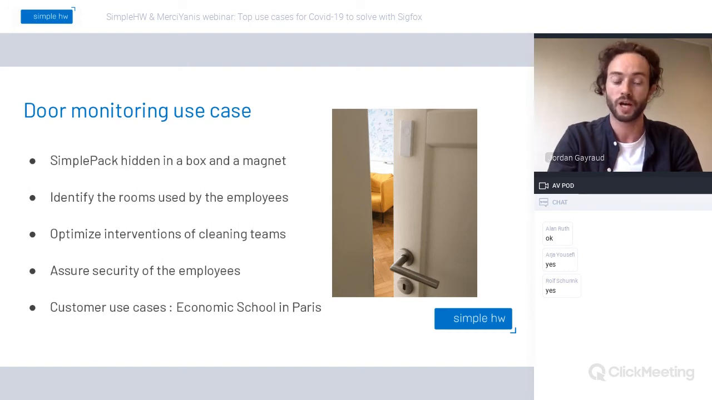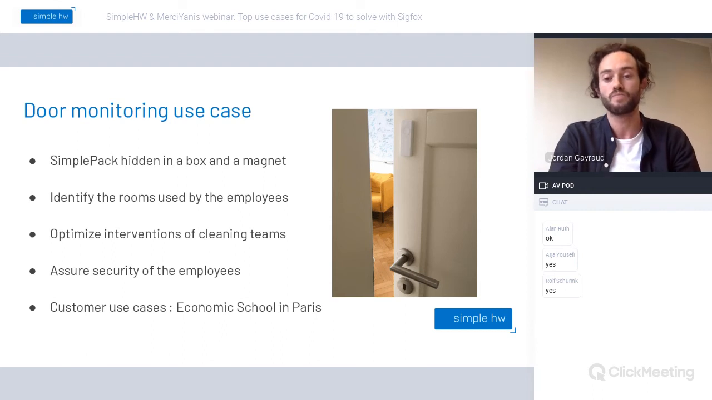A customer use case we have is an economics school in Paris. The school opened again after the coronavirus quarantine, and they use SimpleHW buttons connected to MerciYanis to know in real time which rooms are used, to manage the schedule of all the students, and to automatically alert the cleaning people to go to the rooms that should be cleaned in priority.